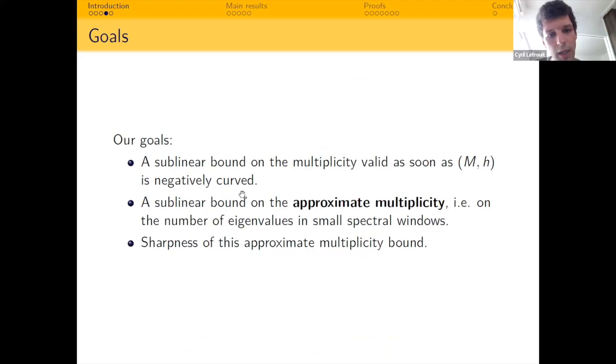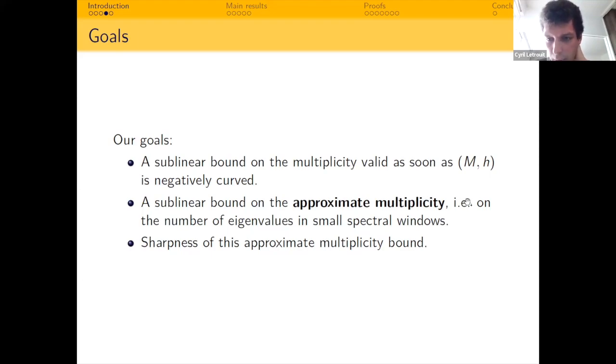The goal of the talk and the goal of our work is to derive a sublinear bound on the multiplicity, which is valid under much less restrictive assumptions, and which indeed is valid as soon as M is negatively curved. This is the first goal. The second goal is that we will see that this sublinear bound works not only for the multiplicity, but also for what we call approximate multiplicity.